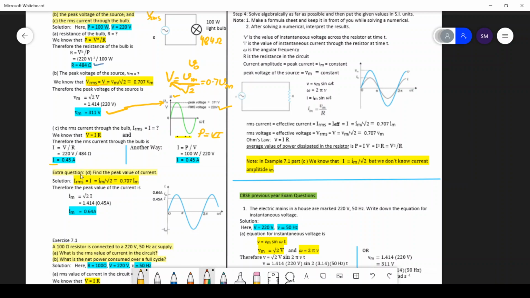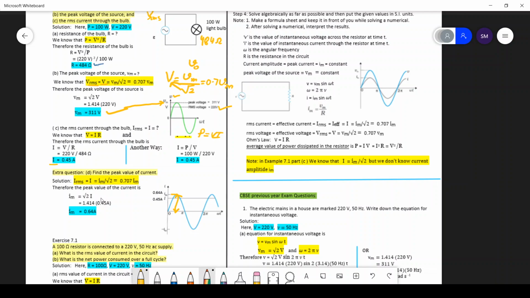Now if I want to add one extra question to this, find the peak value of the current. So for the peak value of the current, I RMS, or you can say I, is IM, meaning maximum current. This is your maximum current, this is the amplitude, and this is your maximum current value. So IM is equal to root 2, so IM is equal to root 2 I RMS.